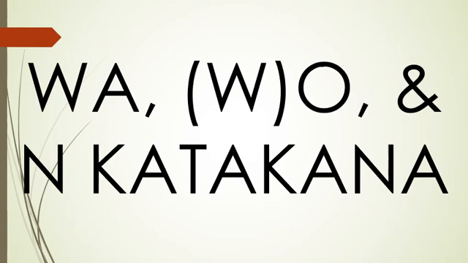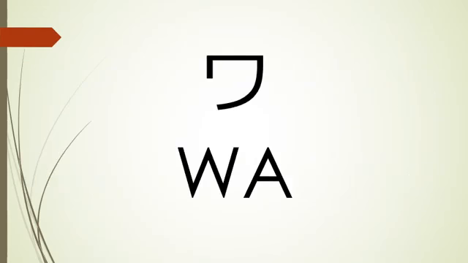Welcome everyone. This is going to be our second to last katakana lesson. In this one, we're going to learn the katakana versions of wa, o, and n. So first up, we have wa, wa.